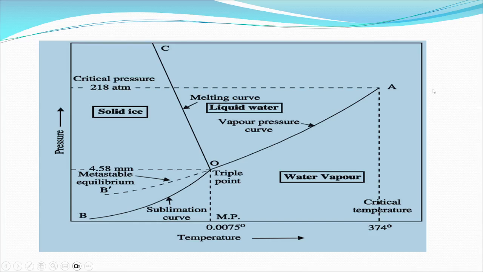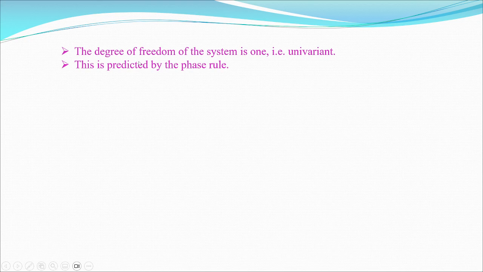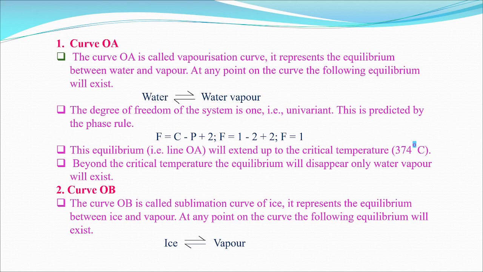So these are all the curves, that is the OA, OB, and OC curves, and one triple point, that is O, and then the areas, that is AOB, AOC, and BOC, present in the one component system. Let's discuss in detail the curves, areas, and triple point in the water system.